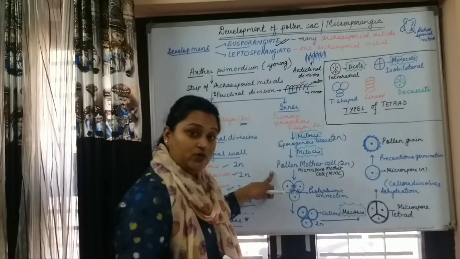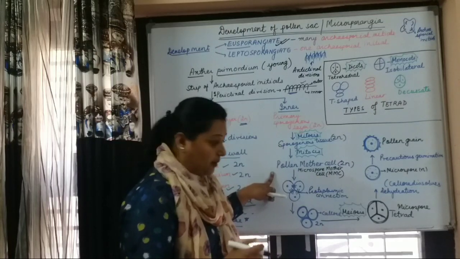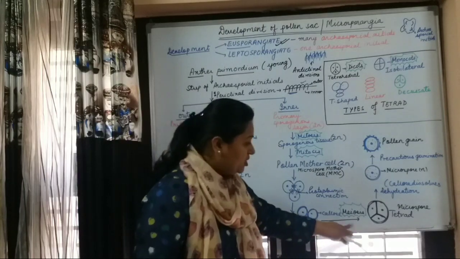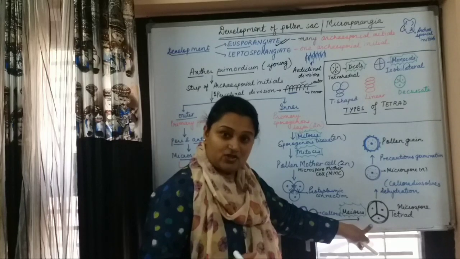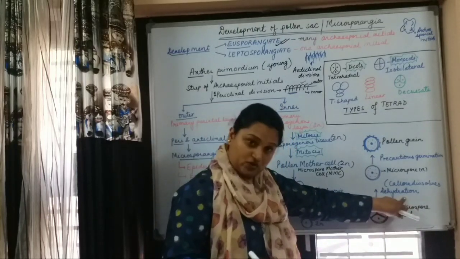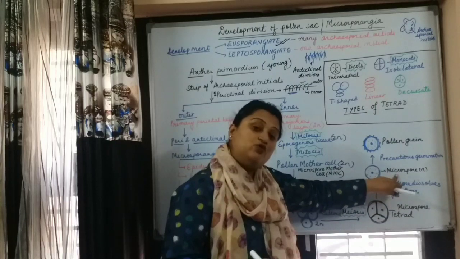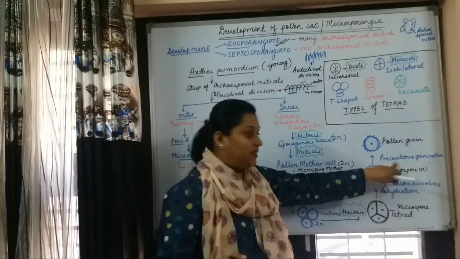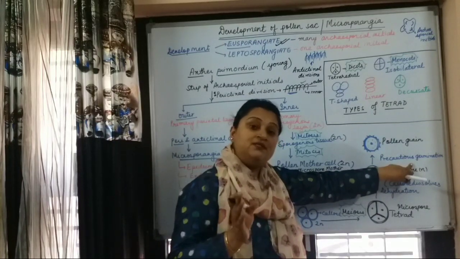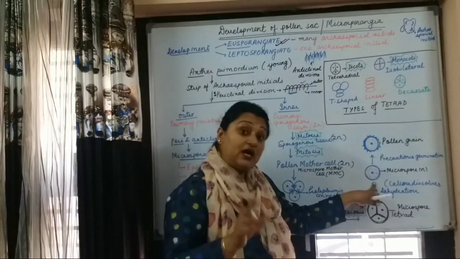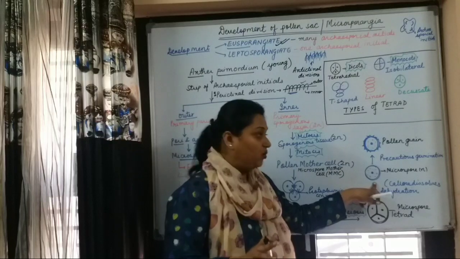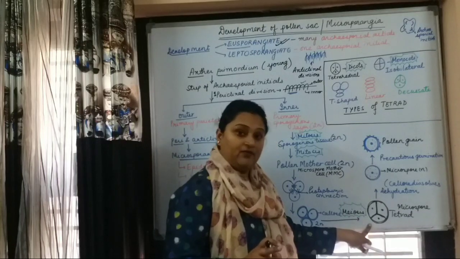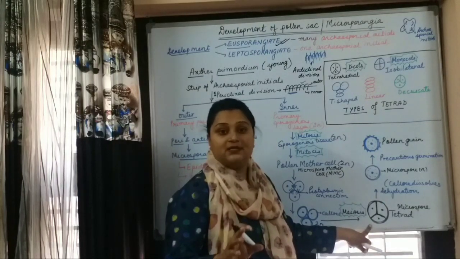Second, mitosis occurs to form pollen mother cells to increase the number. Then all the pollen mother cells undergo meiosis to form a 4-celled tetrad-like structure, which is called a microspore tetrad. Callose dissolves and they form microspores. Microspores undergo precocious germination, again a very important thing which is asked many times in exams. Precocious germination means in situ germination, that means the microspore starts germinating inside the anther only and it forms a pollen grain.